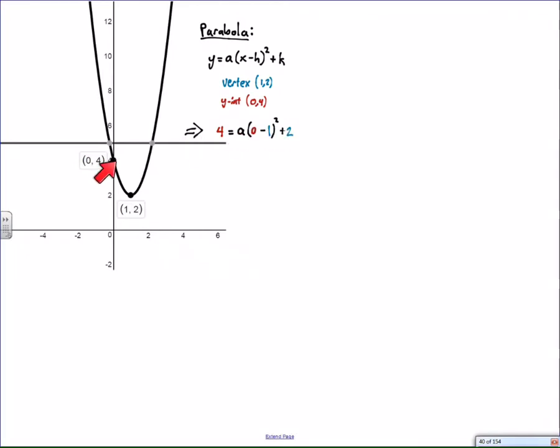Then you have to identify another point, not the vertex, any other point. These graphs generously provided a y-intercept for us. Any other point will do, however, but I know for sure (0, 4) is a solution. So when x is 0, y is 4. That gives me an equation with just a, which makes it easy to solve. So 0 minus 1, squared, is 1, plus 2. So we have a plus 2 equals 4, which means a equals 2. So now I have h, I have k, I have a, which gives me the left-hand side of my equation.